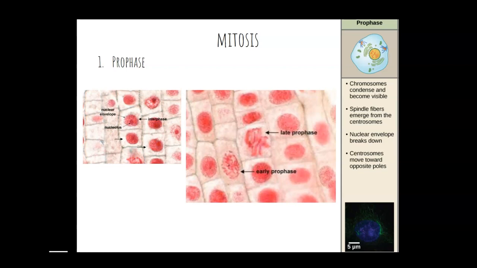So when you see a cell that's entering prophase, what you would notice when you look at slides under the microscope is that you start to see these clumpy sausage-like structures. Those are the chromosomes forming. Now, the chromosomes don't just move themselves, they need to have something to move them.